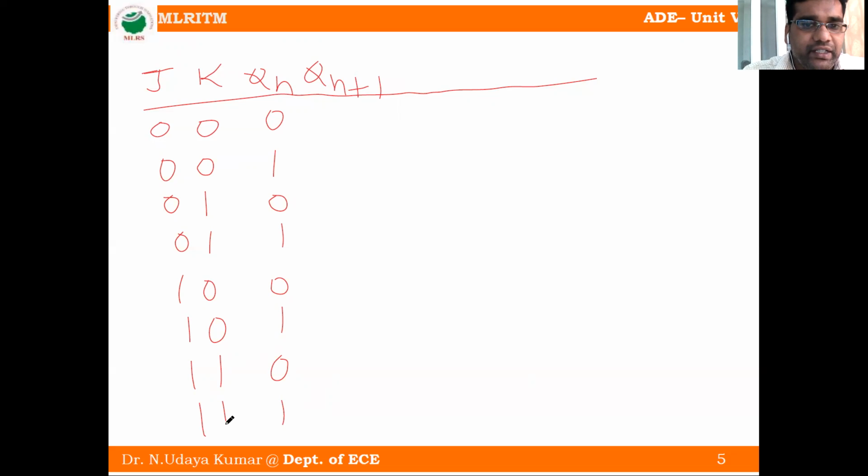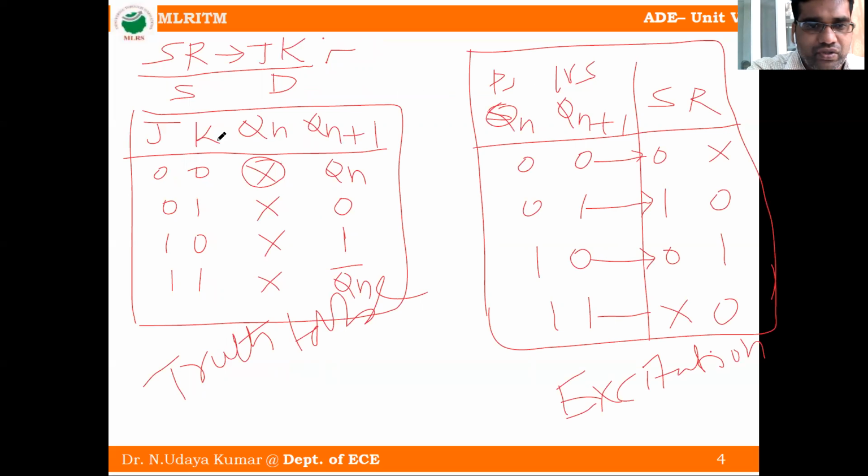Now we will find the next state. Okay. How we will find the next state? From the truth table. For 0, 0 is given here. So what is the next state? Qn only. That means whatever the present state is, that same state we will get as the next state. Okay. That is Qn only.